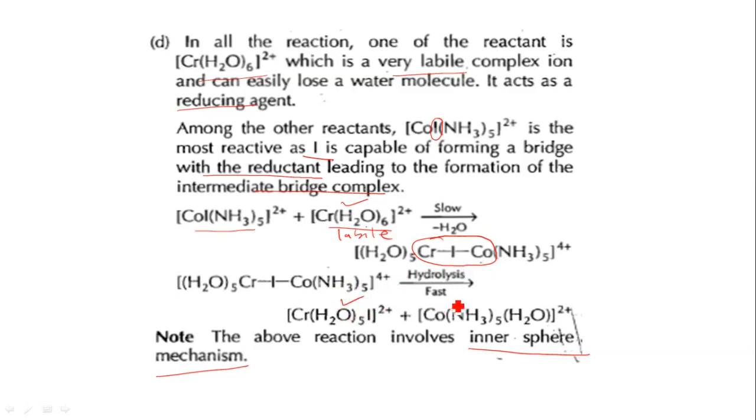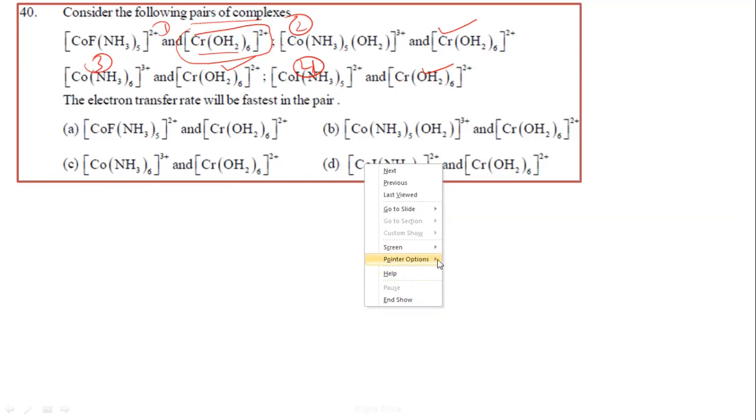It is the faster rate. If this is chlorine, it is a slower rate, and with other halogens the rate is slow. If the bridging group present is iodine, it means a faster rate, and D is the correct answer, because here it is Co–I.